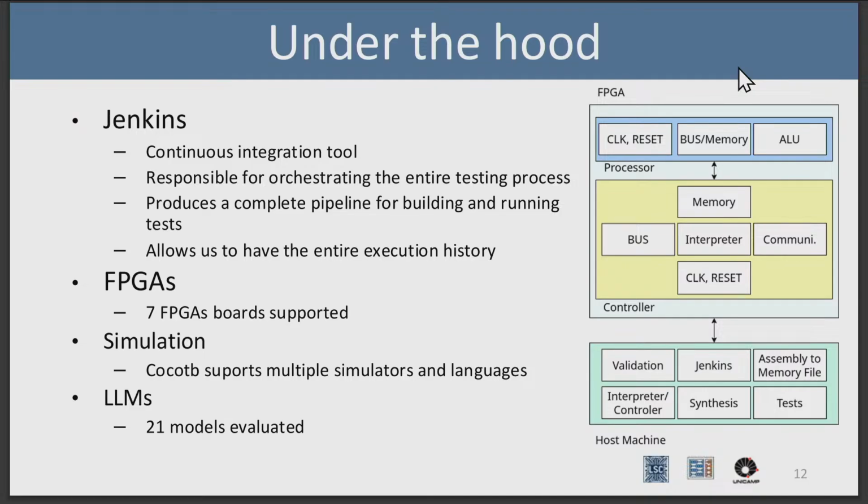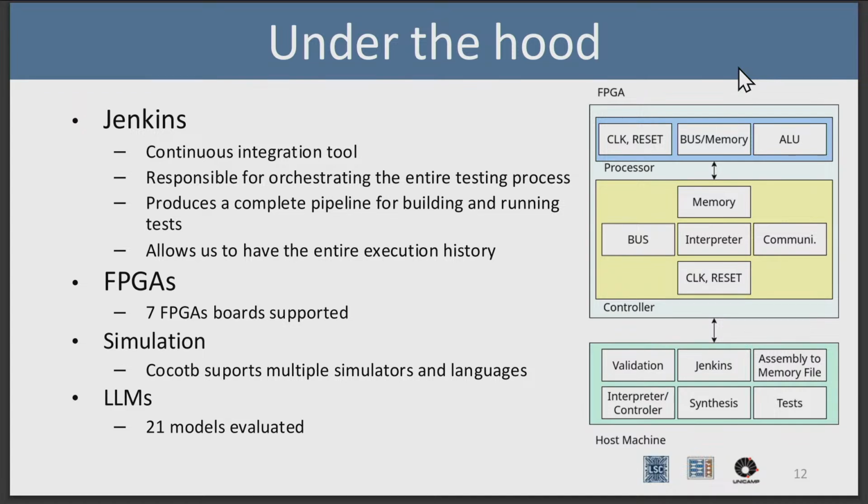We use Jenkins as a continuous integration tool. Although GitHub has continuous integration, I must be the owner of the repository to apply it. So we use Jenkins with the link to Git, and then we pull the repository and get all the data. Jenkins also orchestrates the entire testing process and produces a complete pipeline for building and running, and you can then apply the same tests for every processor whenever you have a compatible setup. And we also have the entire execution history, so you can go back.